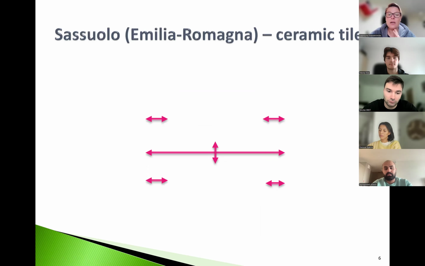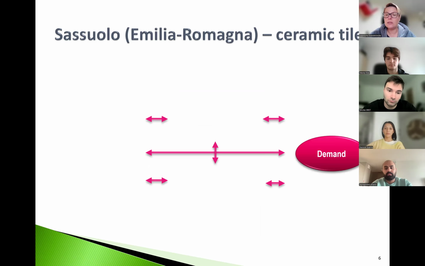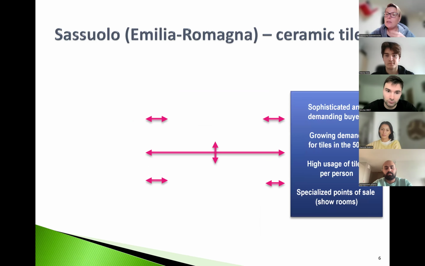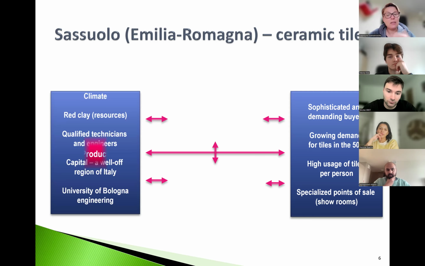So the example that I have comes from Italy, from Emilia-Romagna, and that concerns ceramic tiles. I'll just go very quickly. They are very good at ceramic tiles, and that came from the fact that when they started in the 50s, they had a growing demand because the country was destroyed, so they wanted to rebuild it. People used the tiles. The customers in that region were demanding. They were well off. They had the money, and the companies created specialized showrooms that help people make decisions. In terms of production, well, climate helped.